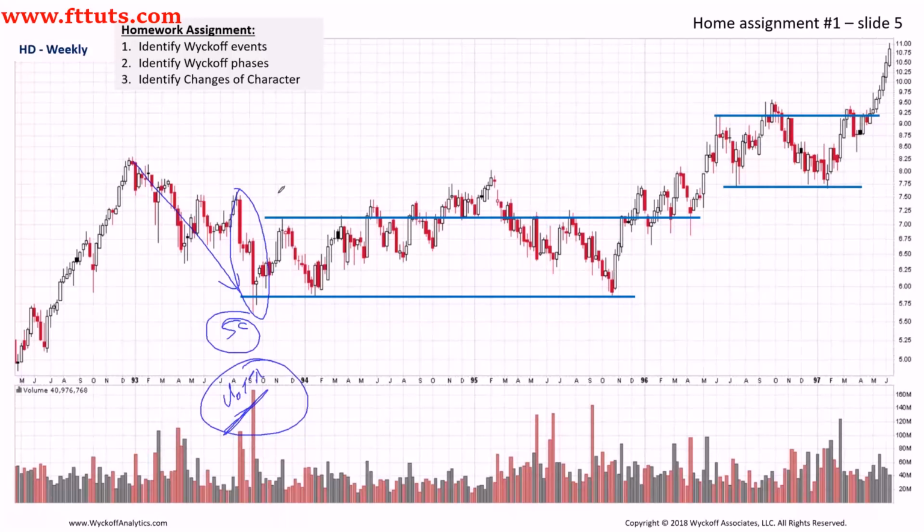Right away, we think what comes next, a change of character or the automatic reaction rally, and then it's being followed by a secondary test. Please note how in all of these instances, secondary tests at the end of the reaction have this decreasing down spread signature and also decreasing volume signature or decreasing supply signature. So that tests the supply level that was at the climactic action, and we could see that on the test, there's really not a lot of supply left.